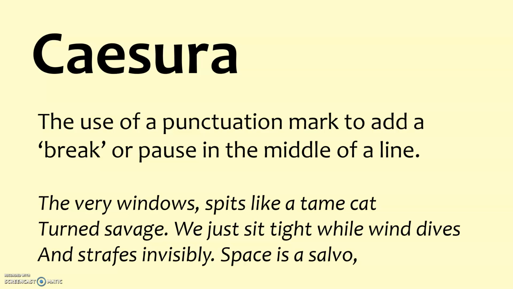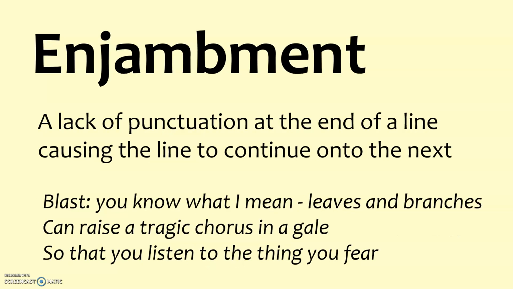So it's where you've got those breaks inside, and what they do is sometimes pause you or break your flow deliberately. So it's almost like the poet trying to make you stop and pay more attention to something, and that's caesura. We move on to enjambment, which is, as it says there, a lack of punctuation at the end of a line which causes the line to continue on to the next.